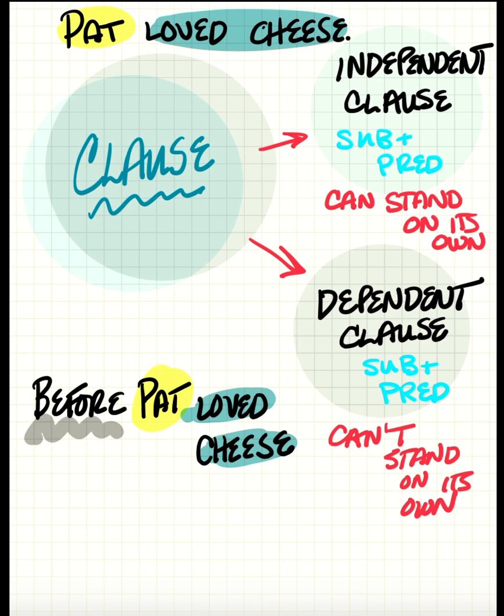Please tell me about this cheeseless, lovelorn past before Pat was introduced to the delights of cheddar and Gouda and Parmesan, right? So we have two types of clauses, independent and dependent, and they differ about whether they can stand on their own or not.